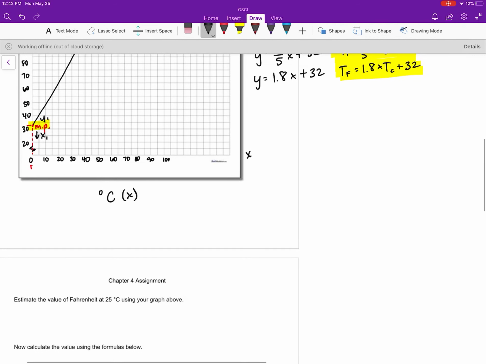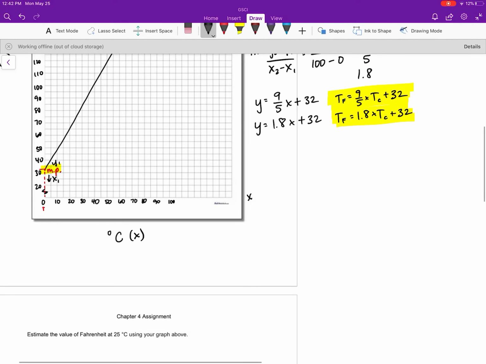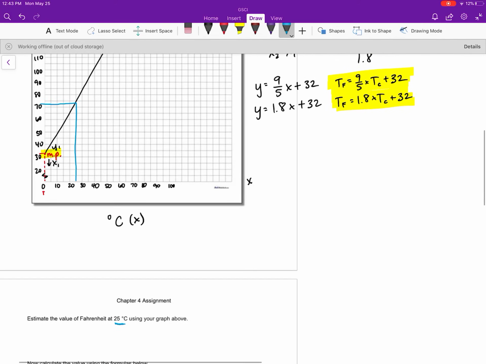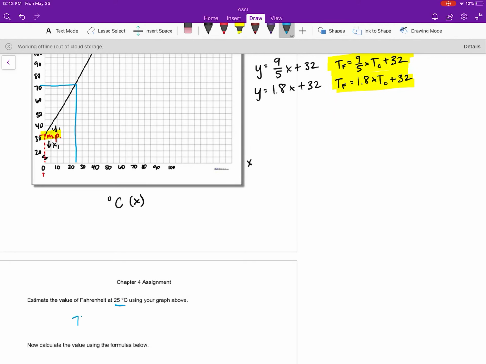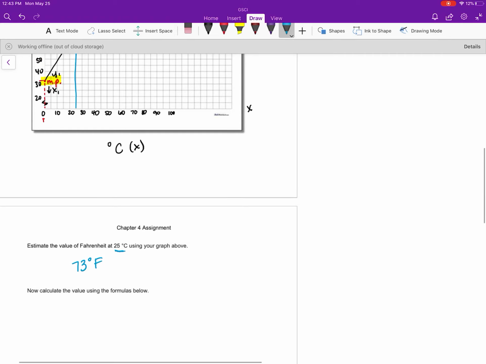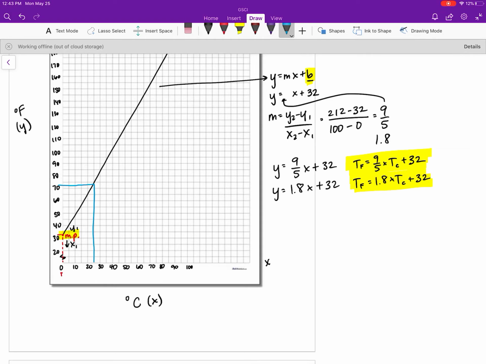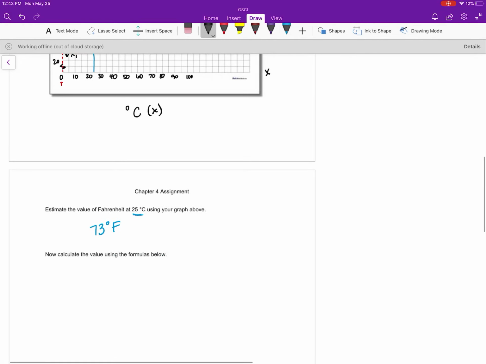Okay, so it says, first of all, estimate the value of Fahrenheit at 25 degrees Celsius using your graph above. So to do that, let's pick a different color. We're going to estimate it at a temperature of 25 degrees Celsius. That's roughly here. I'm going to go up, see where it hits the line, and then follow that over to Fahrenheit, and say that's approximately, let's say, 73 degrees Fahrenheit. It's an estimate, so we don't have to be worried about it being exactly right, because everybody's line might look a little bit different. You might have labeled your axes a little bit different, all of which is fine.